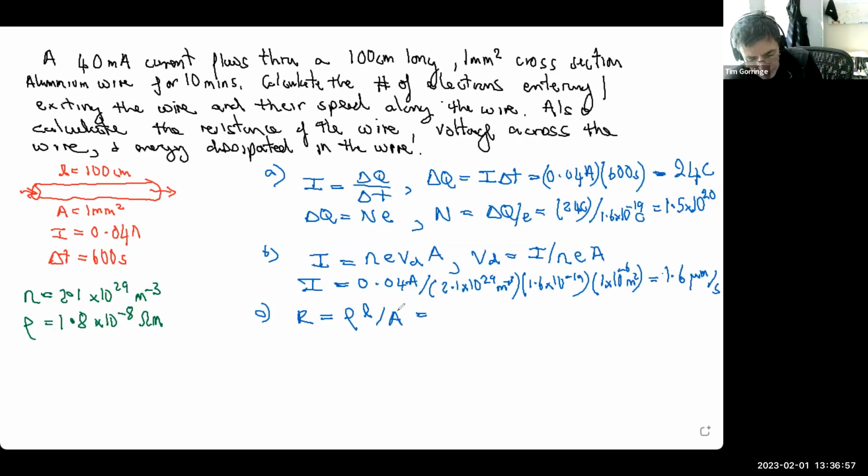Well, we know rho, L, and A. So all I've got to do is plug in the numbers for the resistivity, 1.8 times 10 to the minus 8, its units are ohm meters. And then I've got to multiply that by the length of the wire, it's 1 meter, divide it by the cross-section of the wire, that's 10 to the minus 6 square meters. And if I carry out that calculation, I'm going to get 1.8 times 10 to the minus 2. So that's 0.018.